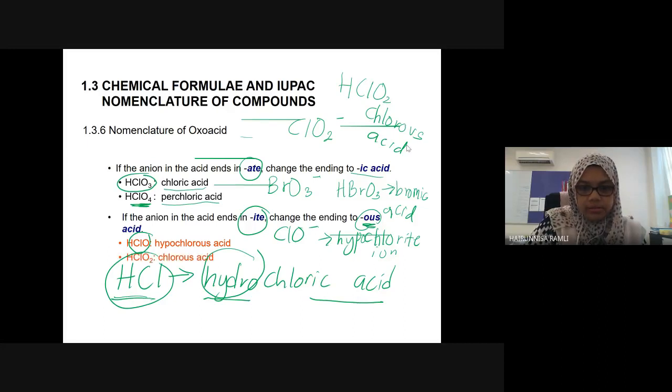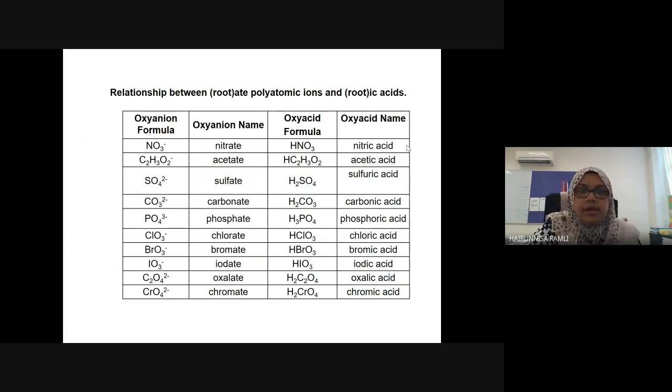Oh, rupanya hypochlorous acid tu ada kat slide tu. So these are the examples. The relationship between ate with ic acid: you just tukar je nitric acid, acetic acid, sulfate. Sulfate ni je a bit different. Dia tak jadi sulfatic, dia jadi sulfuric. Kat sini je a bit different. And the rest lah.